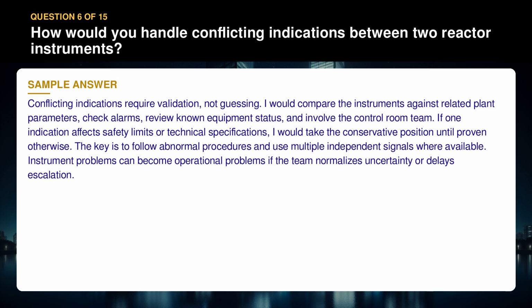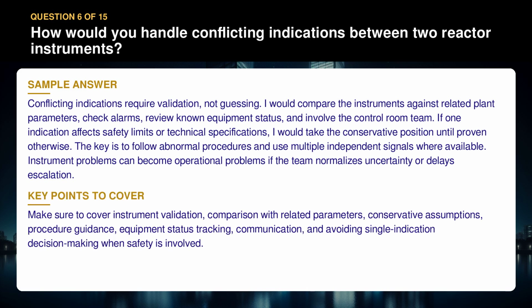Instrument problems can become operational problems if the team normalizes uncertainty or delays escalation. Make sure to cover instrument validation, comparison with related parameters, conservative assumptions, procedure guidance, equipment status tracking, communication, and avoiding single indication decision-making when safety is involved.